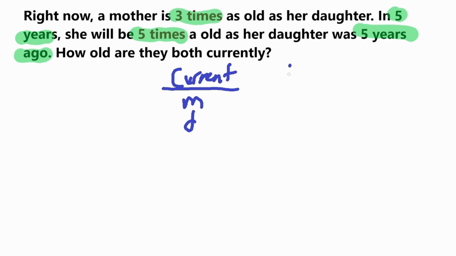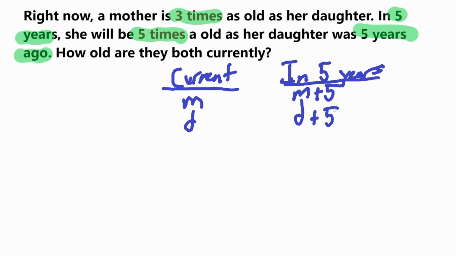So next, I'm going to write a column for the table. I'll call it in 5 years. So her current age plus 5. We know that in 5 years, the mother will be 5 times as old as her daughter was 5 years ago. So let's create another column for the table, 5 years ago. And the mother's age would be M minus 5. This is the current age minus 5, and the same goes for the daughter, her current age minus 5.